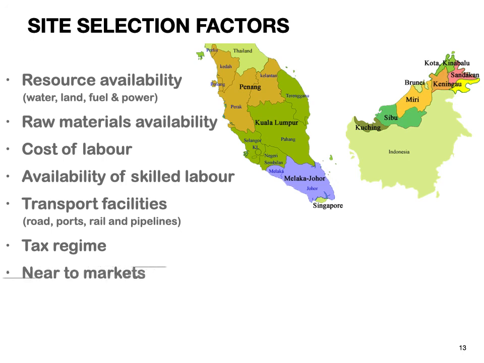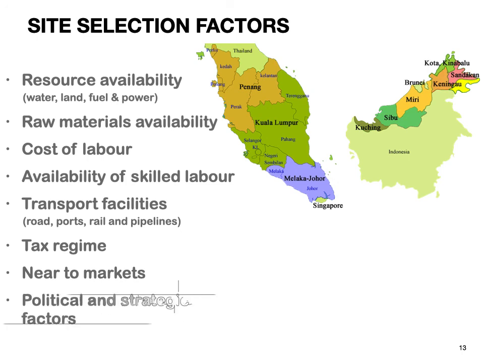Okay, near to markets, where is your product demanded? Alright, in which country, in which state? Political and strategic factors. Okay, next one is the environmental impact. Okay, you haven't done this one on the environmental impact, but this is another issue. That's another factor for your site selection.